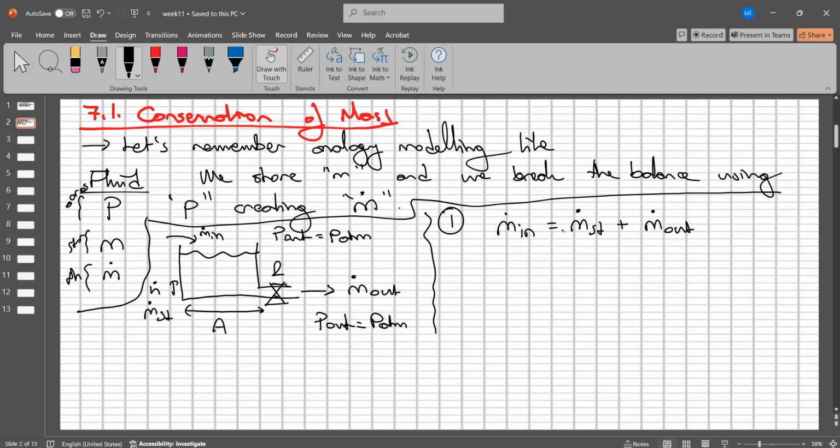Because if we have the input in here, we can store some fluid in this case because we have the resistance value, and so we can generate the output based on the m out dot. Okay, this is the first rule, and this is the conservation of mass, right? These are basic inequality or equality for the solution of our systems.